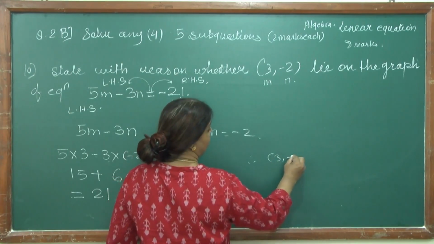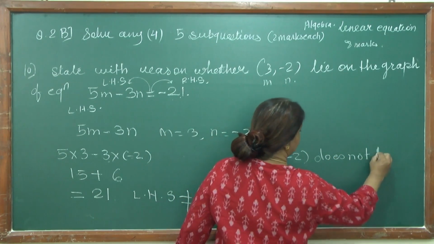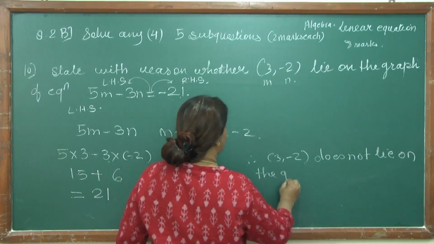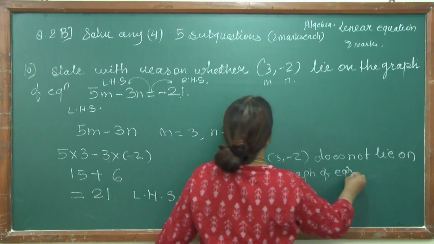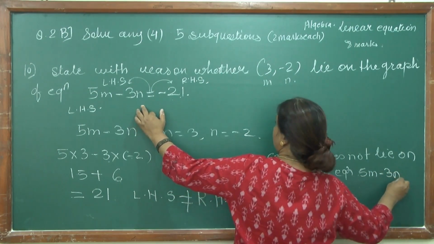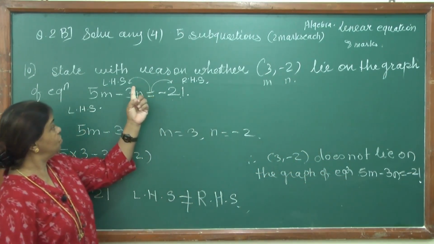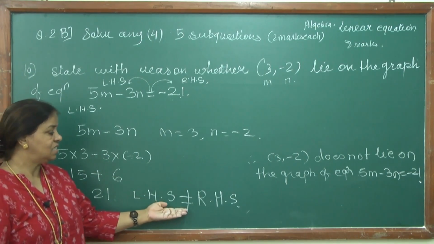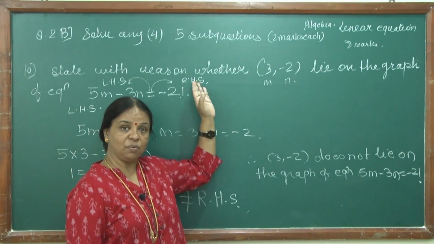This side is minus 21 and this is 21, left hand side value. Therefore 3 comma minus 2 does not lie on the graph of the equation 5m minus 3n is equal to minus 21. Because you have to state the reason why it does not lie: because left hand side is not equal to right hand side. Therefore it does not lie on the graph of this equation.